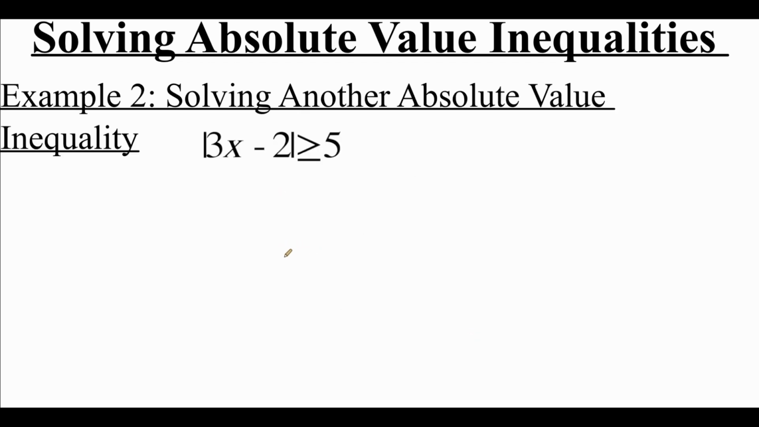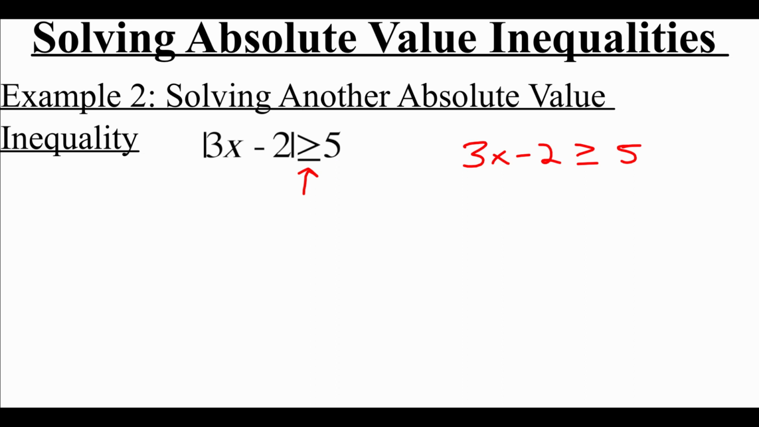In this example, we've got the absolute value of 3x minus 2 is greater than or equal to 5. So this inequality has a greater than in there with that absolute value. Our rule said that if we have a greater than symbol in there, we need to take this absolute value inequality and split it up into two separate inequalities that we're going to solve individually. So the first inequality is going to look almost exactly the same, except we're dropping the absolute value. So we get 3x minus 2 is greater than or equal to 5.